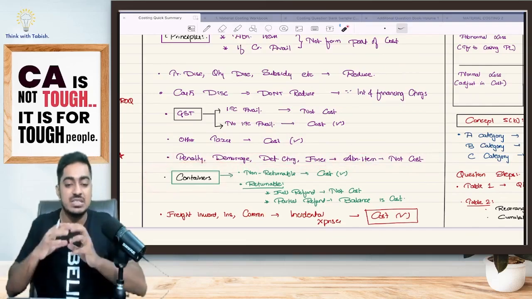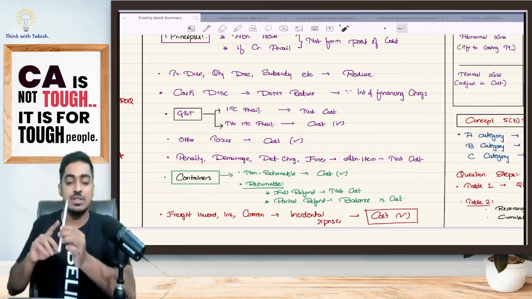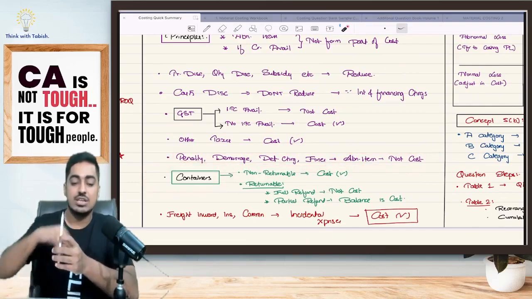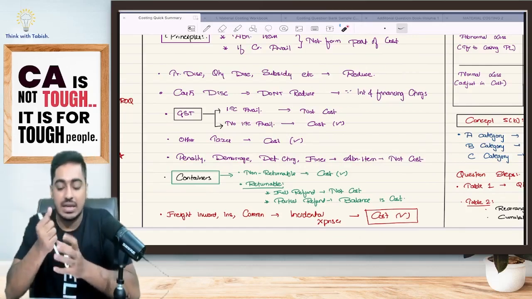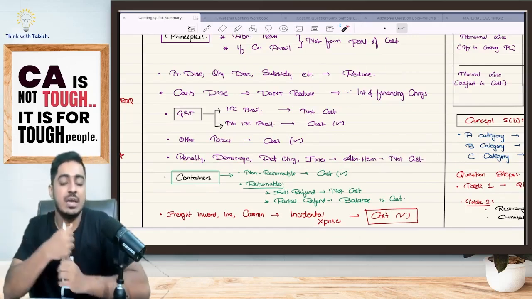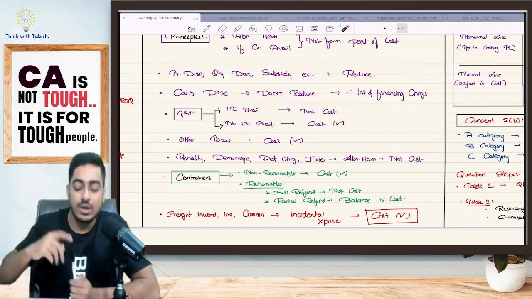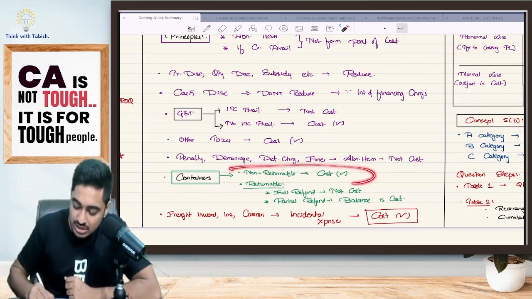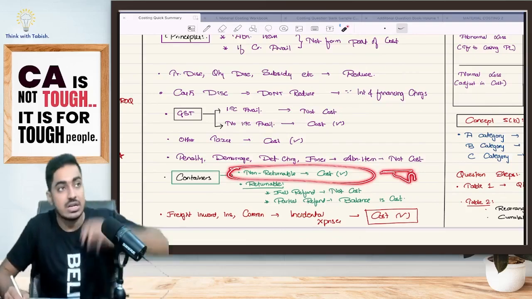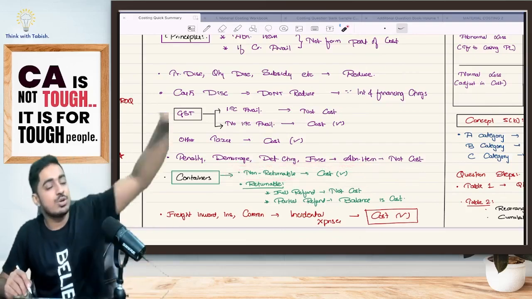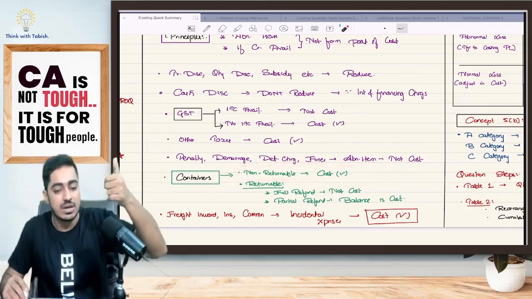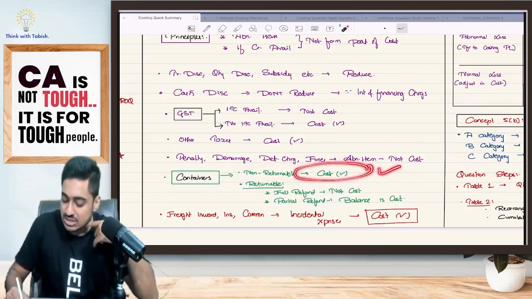Container: I purchased a container. Say for example, with the raw material, imagine I purchased a pen, and along with that I wanted a packing container. For the packing container, I paid 10 rupees. Now I am asking what kind of container it is. It is a non-returnable container. The supplier is telling you cannot return the container. That means whatever amount you paid for that container, 10 rupees, will you get it back? No. That means is it cost? Yes, it is cost, sir.